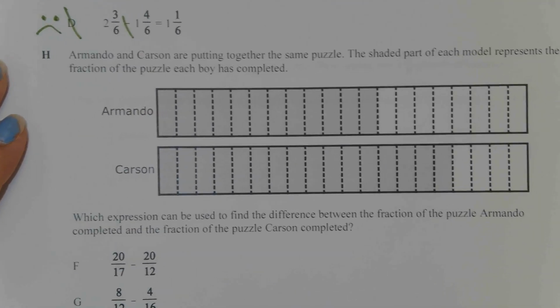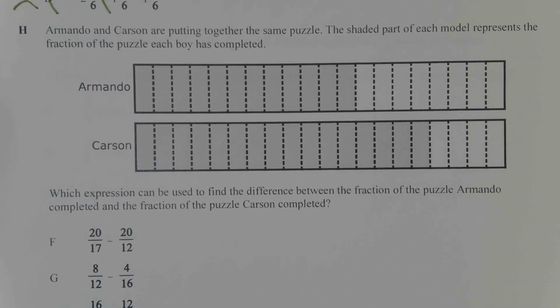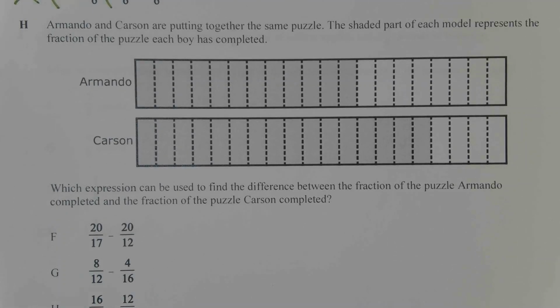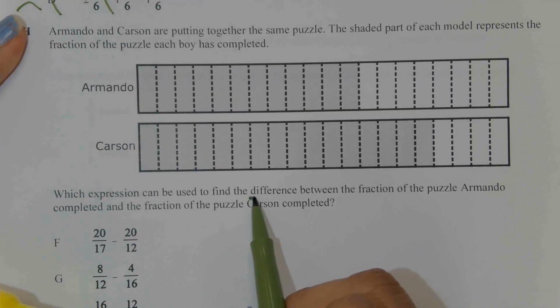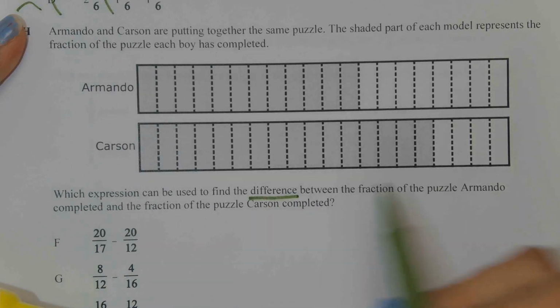Letter H. Armando and Carson are putting together the same puzzle. The shaded part of each model represents the fraction of the puzzle each boy has completed. So this one shows us what Armando completed, and this one shows us what Carson completed. Which expression can be used to find the difference? And what does the word difference mean?